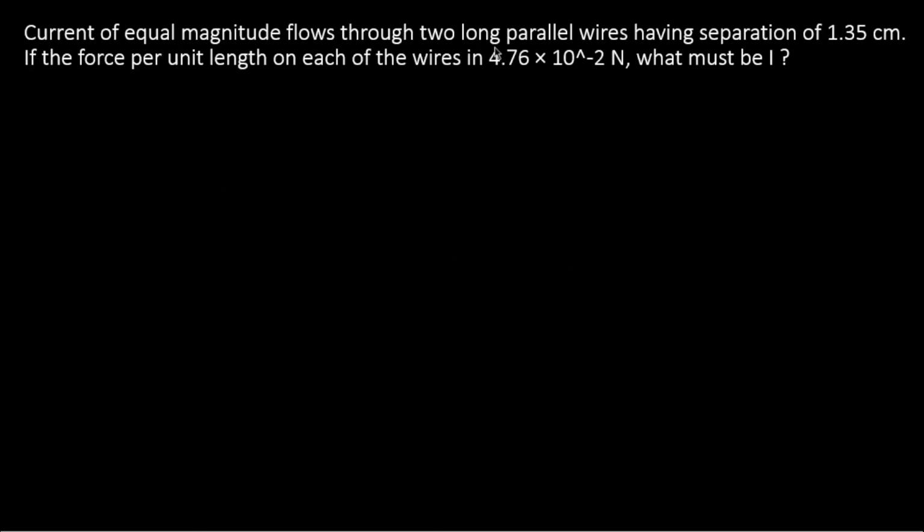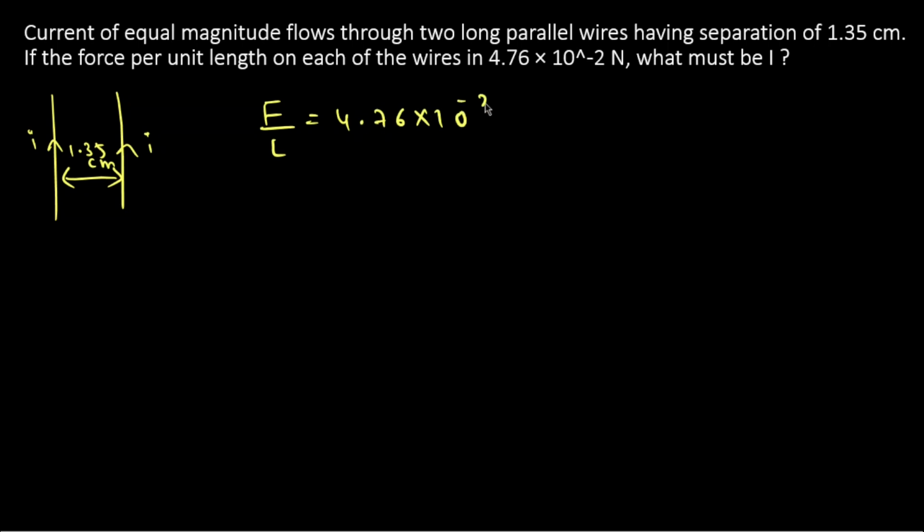Current of equal magnitude flows through two long parallel wires having a separation of 1.35 centimeter. If the force per unit length on each of the wires is 4.76 × 10^-2 Newton, what must be the current I? So there are two long wires in which current I flows, of equal magnitude and the same direction. They are separated by a distance of 1.35 centimeter, and the force per unit length, that is F upon L, is given to us as 4.76 × 10^-2 Newton. We need to calculate the value of I.